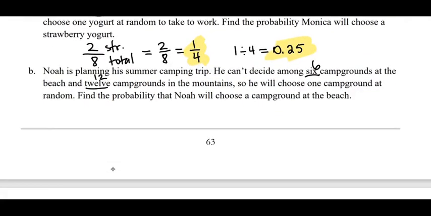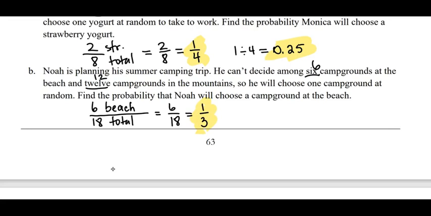All right, so in order for us to do that, the beach is the 6 campgrounds. So that's what we're looking for. 6 on the beach. And then how many total campgrounds is he considering? Well, 6 on the beach and 12 in the mountains. So 6 plus 12 is 18. So now let's go ahead and drop the words. And we're looking at 6 out of 18. Reduce that fraction to 1 out of 3. So that is your probability expressed as a fraction, 1 out of 3.